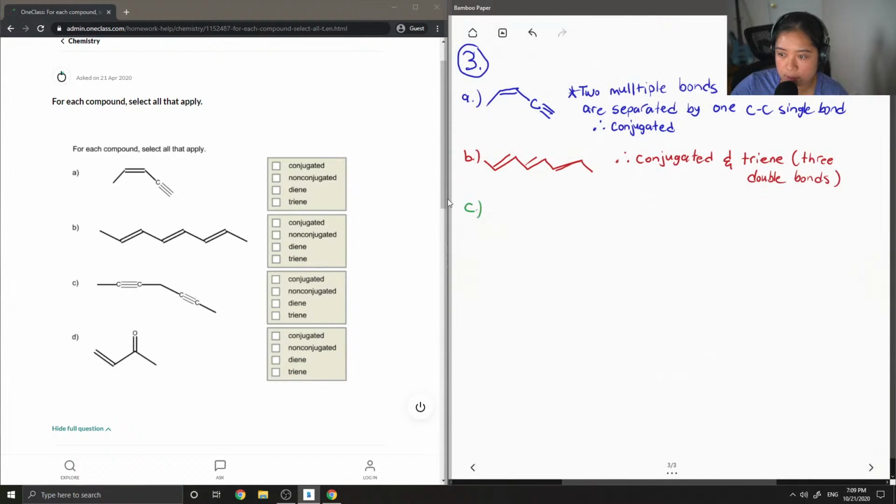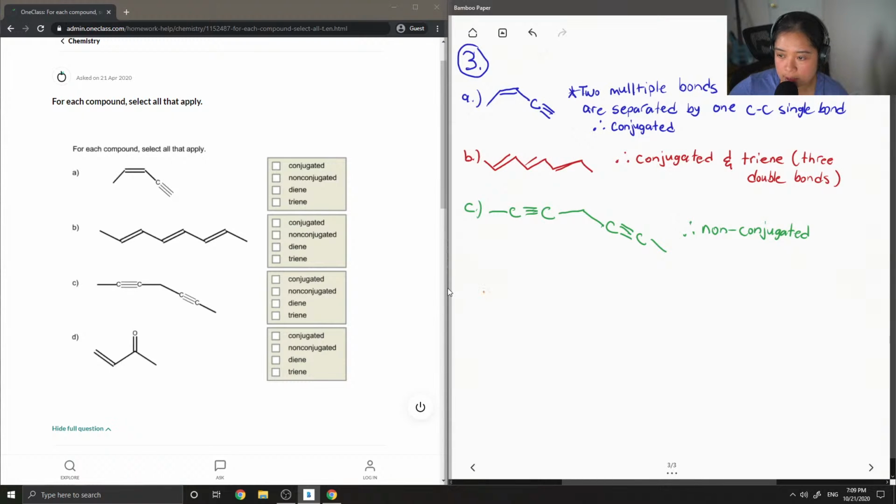Okay, so now let's look at compound number C. We have a triple bonded carbon here, single bond, another single bond, and then another triply bonded carbon. So this is an example of a non-conjugated compound, and that's because there are 2 carbon-carbon single bonds in between the 2 triple bonds. So therefore, this is non-conjugated.